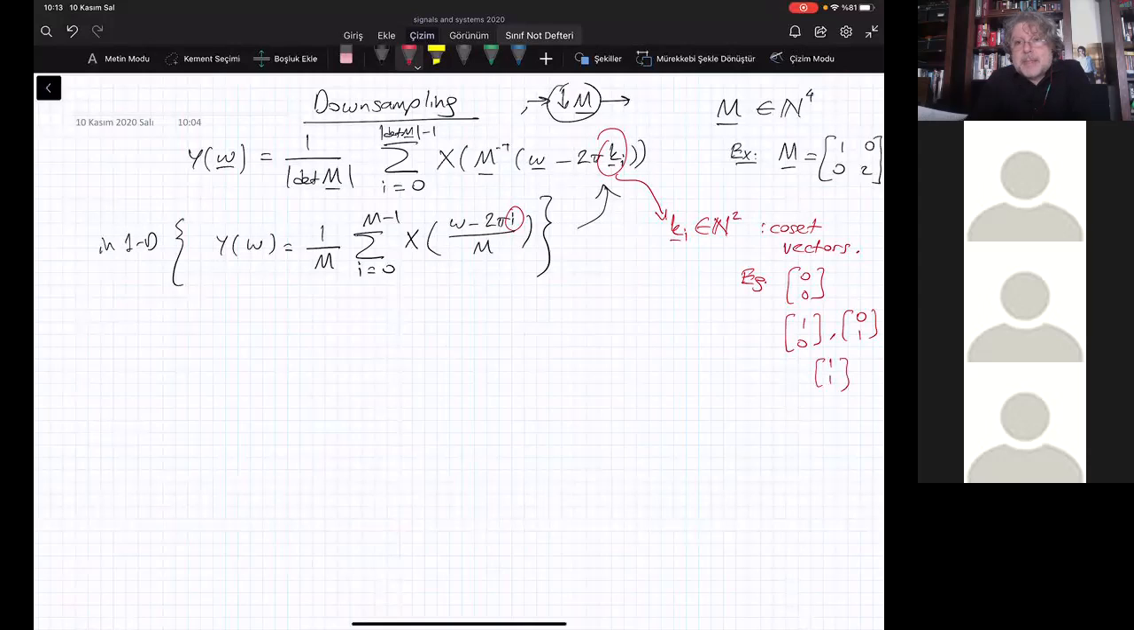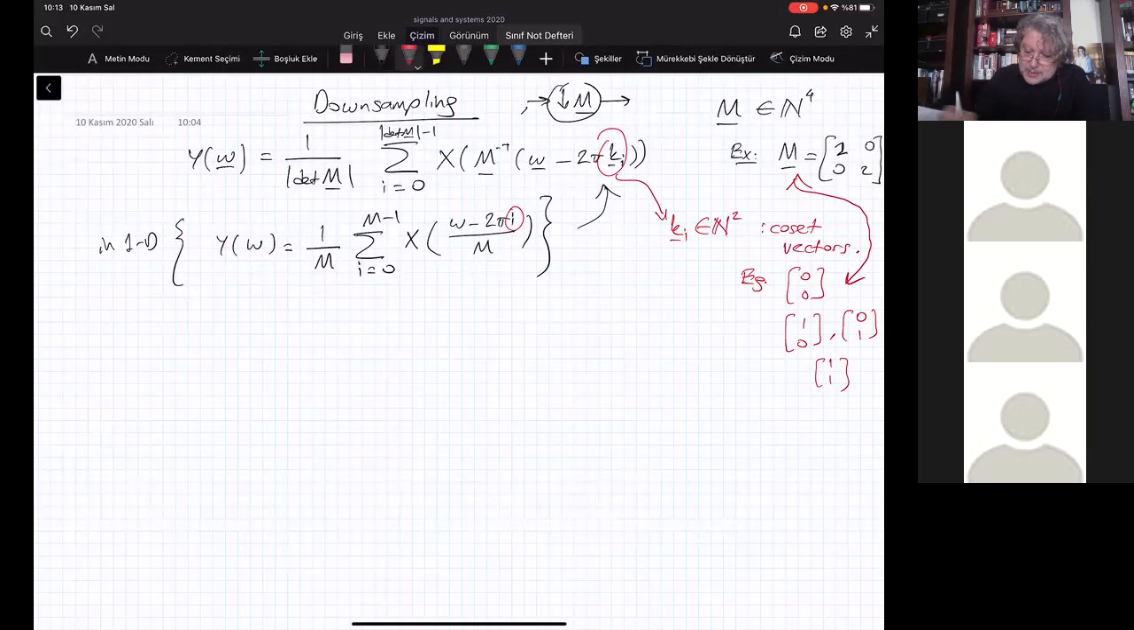If the downsampling determinant size is 4, not for this one, it's for the 2002 case. So the determinant is 4, so the downsampling scale is 4. It means you need 4 coset vectors. The first coset vector is default 0, 0. You don't have to change it. The others are the smallest vectors, which will make the tiling.